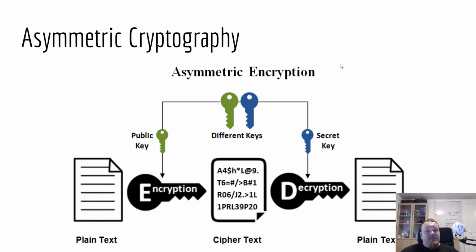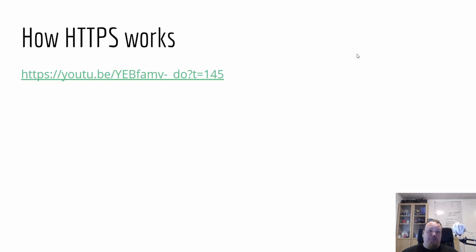HTTPS or TLS, or in the past, well, not that long ago, SSL encryption, is one way of talking about asymmetric encryption. So if you want to look at a video on how HTTP works, I suggest you look at this video. It will give you a really good understanding of how the S for secure works when it comes to asymmetric encryption.